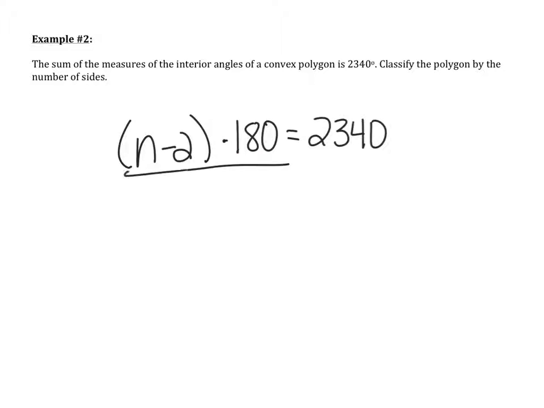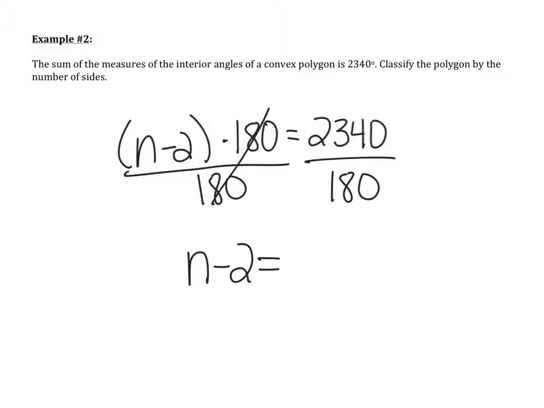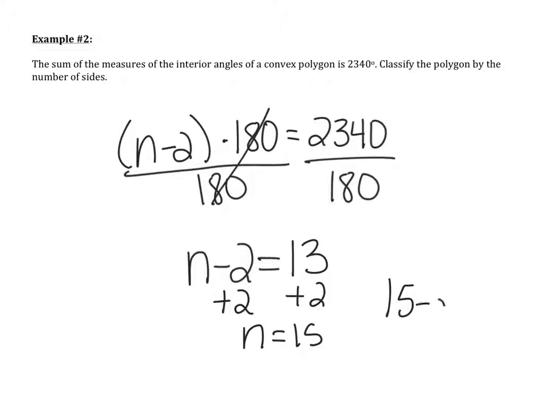If I divide by 180 over here, those would cancel. So I would divide by 180 over here as well. I'd have n minus 2 left on the left-hand side, equals 2,340 divided by 180, which is 13. Then I would just add 2 to both sides, so n equals 15. It says classify the polygon by the number of sides. So this would be a 15-gon, because there is no specific name for a 15-sided polygon.